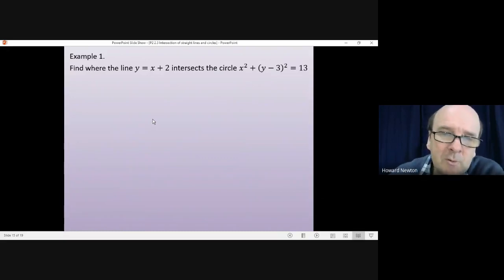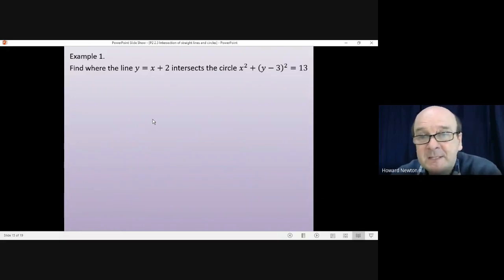Find where the line y equals x plus 2 intersects the circle x squared plus (y minus 3) squared equals 13. Now what I'll be doing is substituting y equals x plus 2 into the equation for the circle. So here, instead of writing y, I'll be substituting in x plus 2. Multiply out the brackets, I'll get a quadratic. Solve the quadratic, and you will find the intersection points.